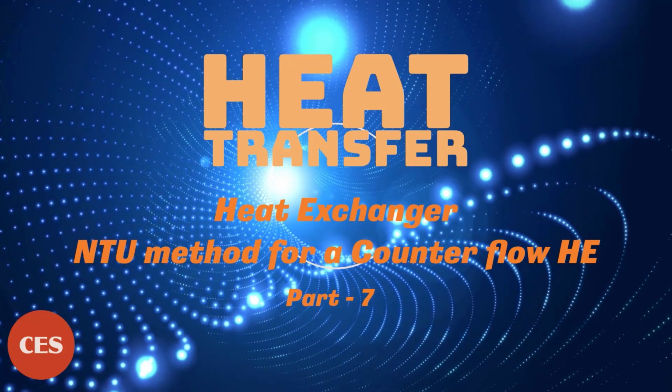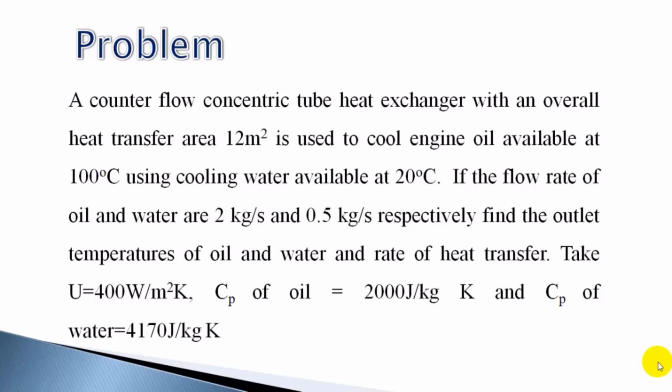A counterflow concentric tube heat exchanger with an overall heat transfer area 12 meters square is used to cool engine oil available at 100 degrees centigrade using cooling water available at 20 degrees centigrade. If the flow rate of oil and water are 2 kg per second and 0.5 kg per second respectively, find the outlet temperatures of oil and water and rate of heat transfer.